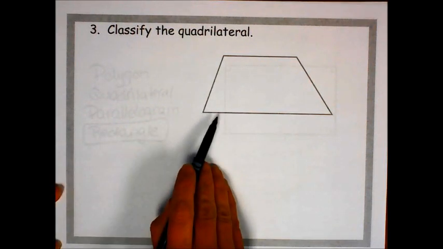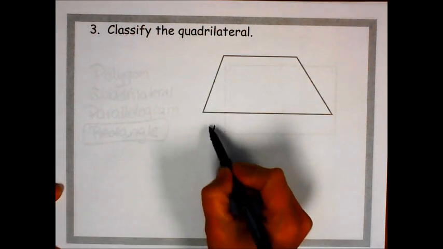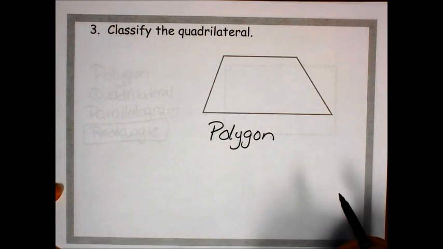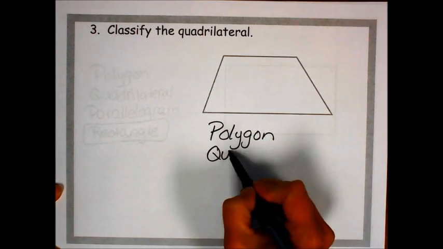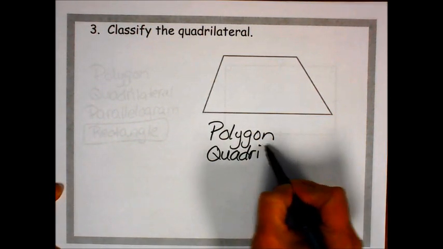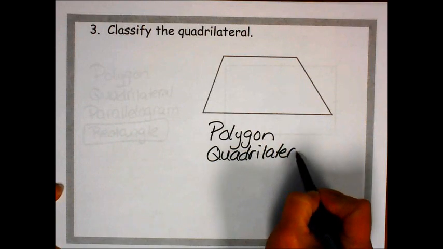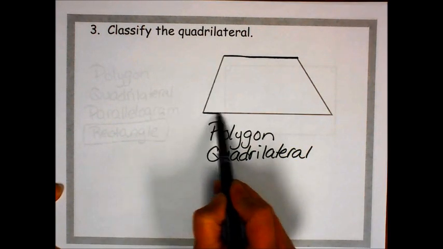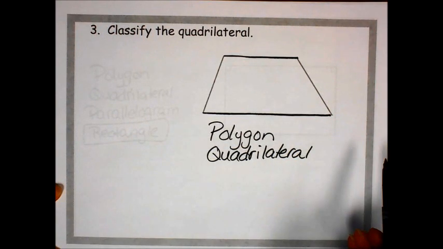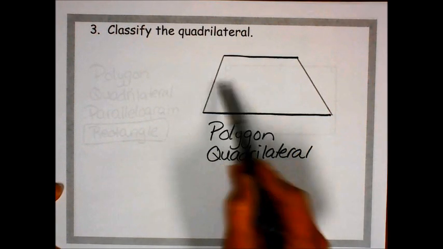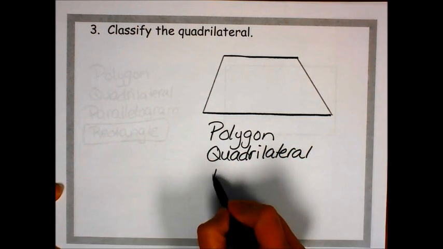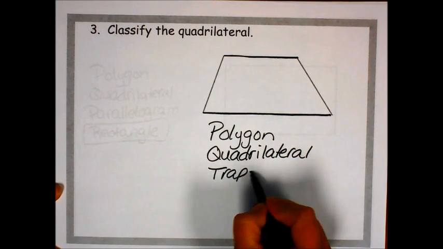Since it is a closed figure made of straight lines, I can call it a polygon. Since it does have 4 sides and 4 angles, I can call it a quadrilateral. And I notice that it only has 1 pair of parallel sides. Top and bottom are parallel, but left and right are not. Since it only has 1 pair of parallel sides, I can also call it a trapezoid.